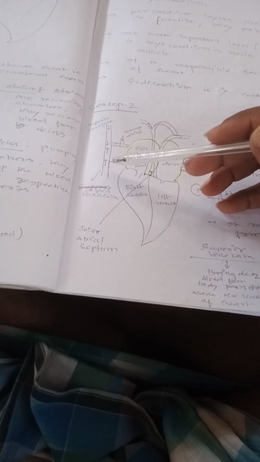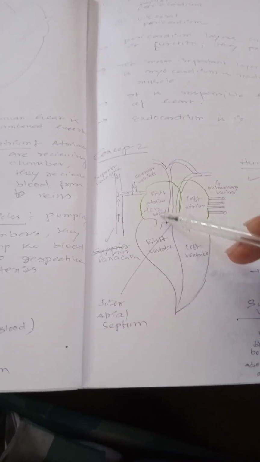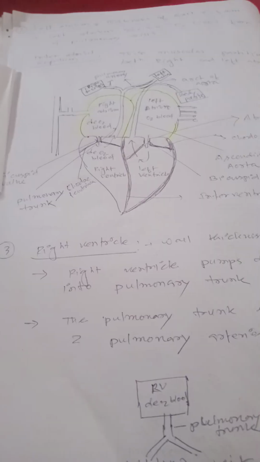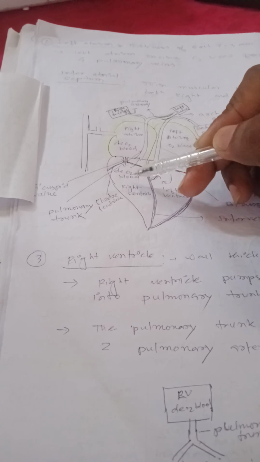Superior vena cava brings deoxygenated blood from the body parts present above the level of the heart. Inferior vena cava brings deoxygenated blood from below the level of the heart. And this deoxygenated blood enters into the right atrium.